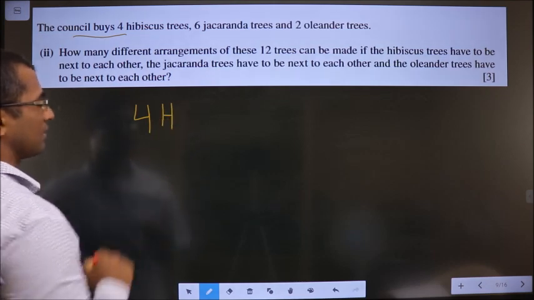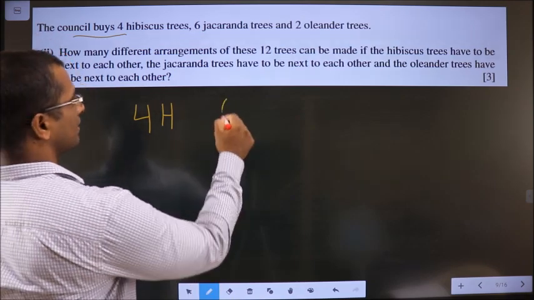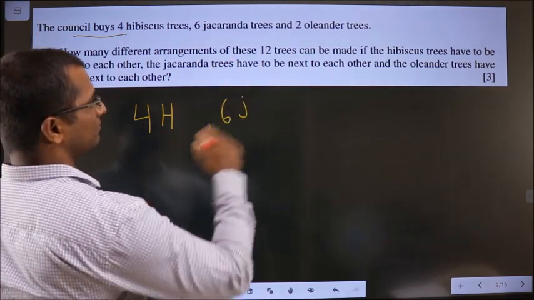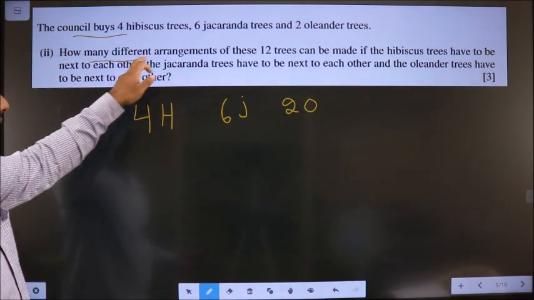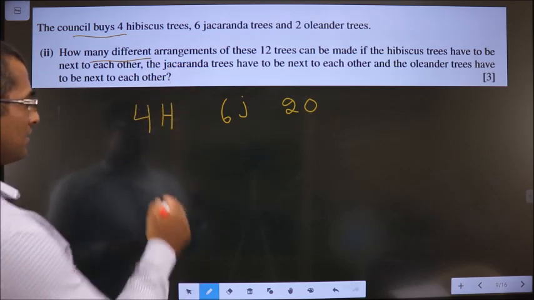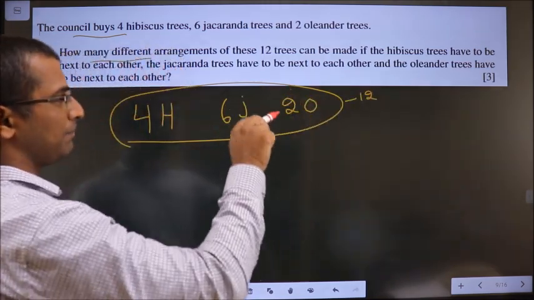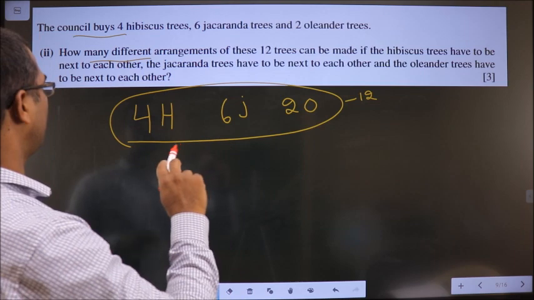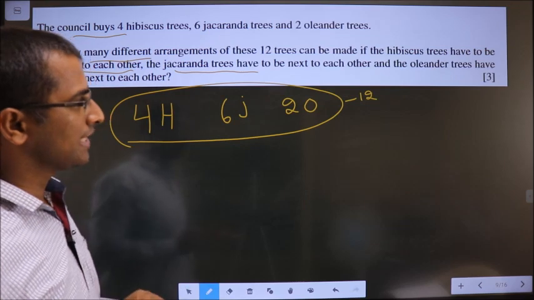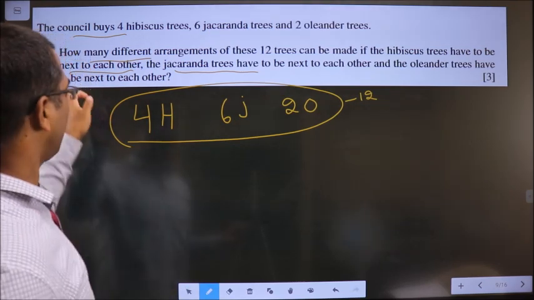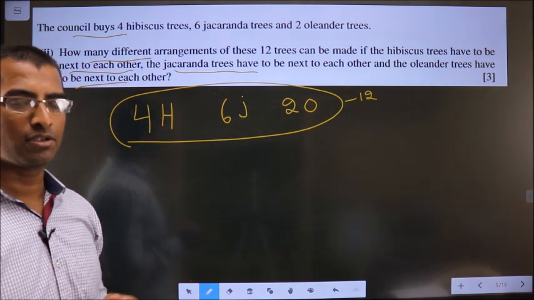Question 8. The council buys 4 hibiscus trees. So 4H. Whatever information you come across, write it down. 6 jacaranda, 6 of these types, so 6J. 2 of oleander, 2O. Clear? How many different arrangements of these 12 trees? So their count is 12. Trees can be made if the hibiscus trees have to be next to each other, the jacaranda trees have to be next to each other and the oleander trees have to be next to each other.